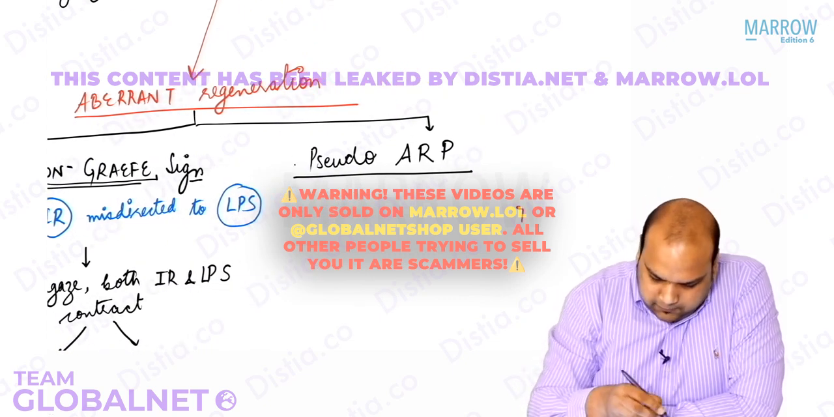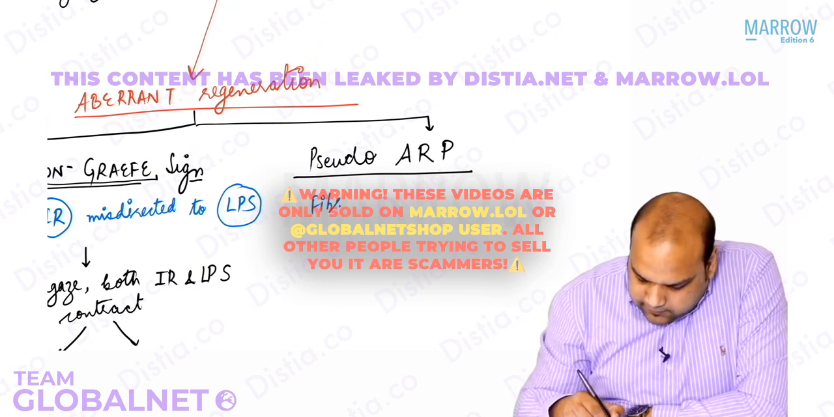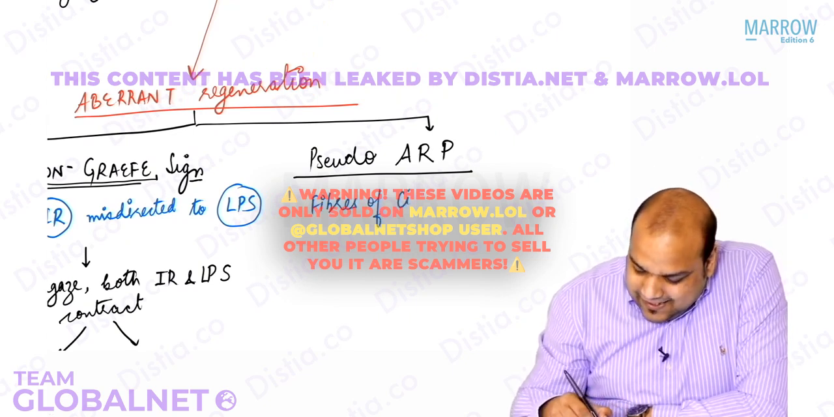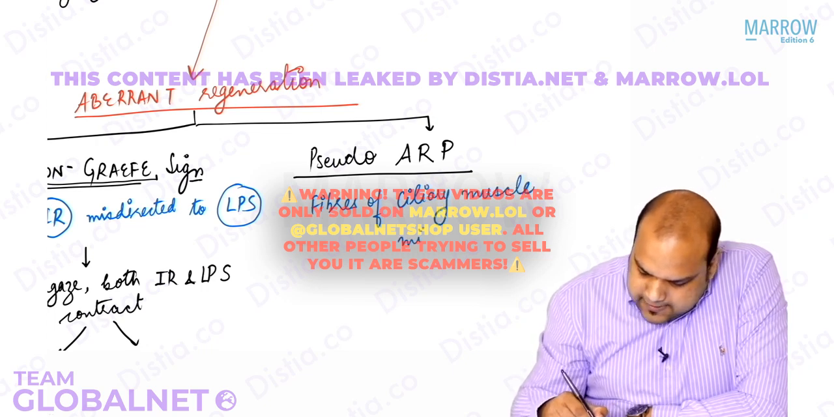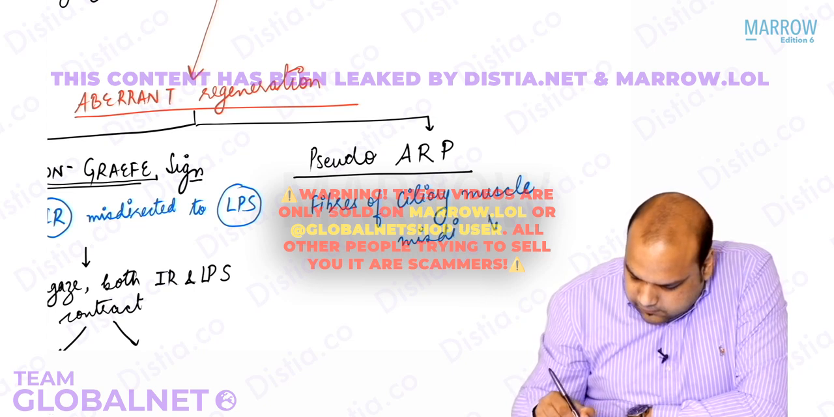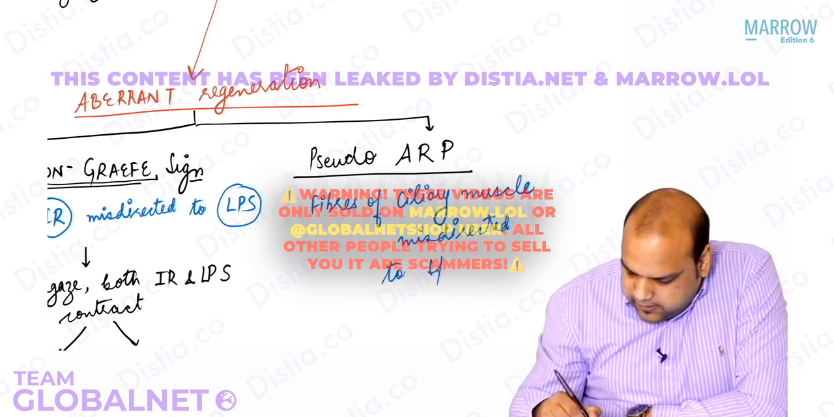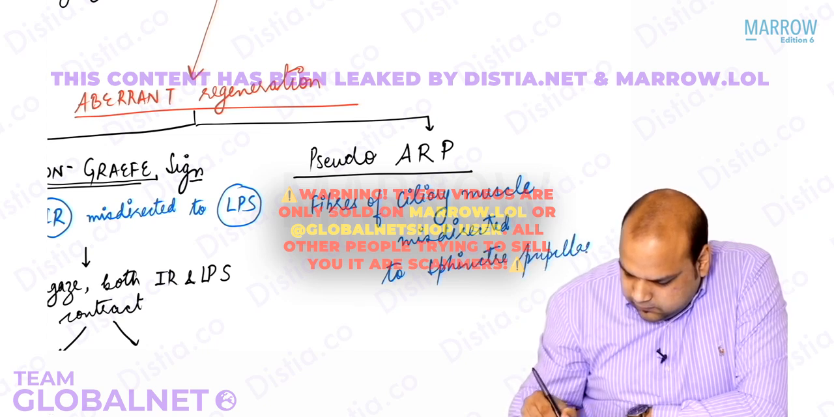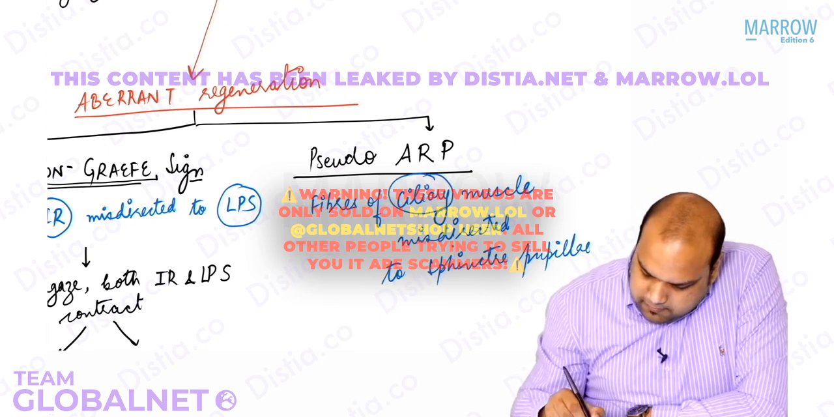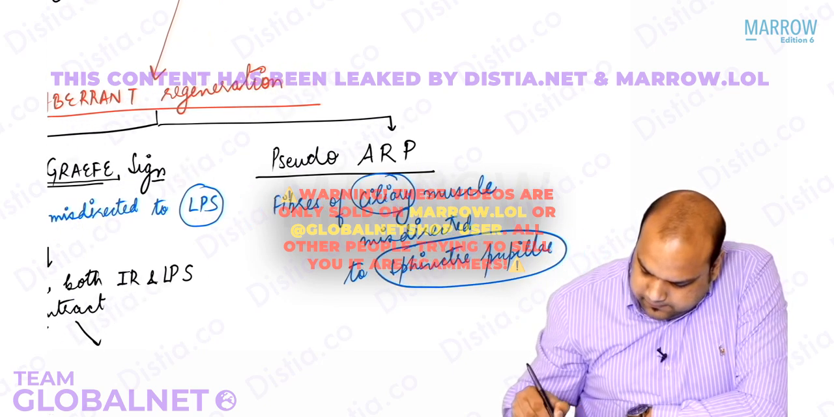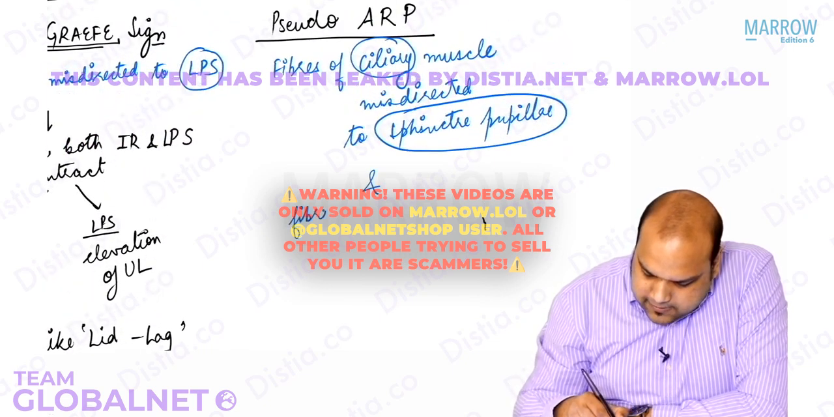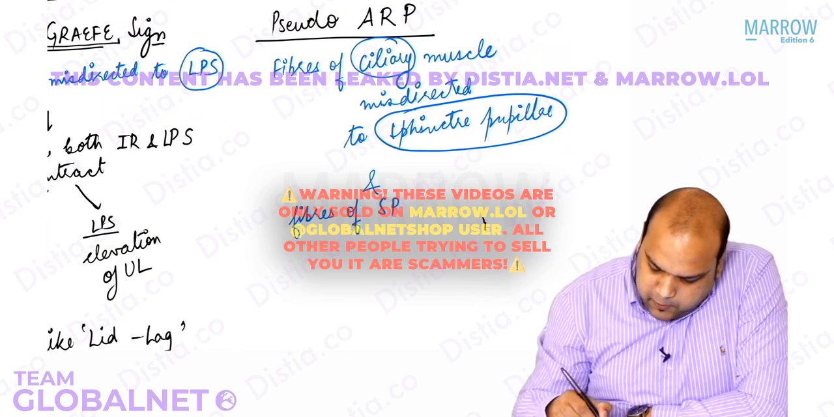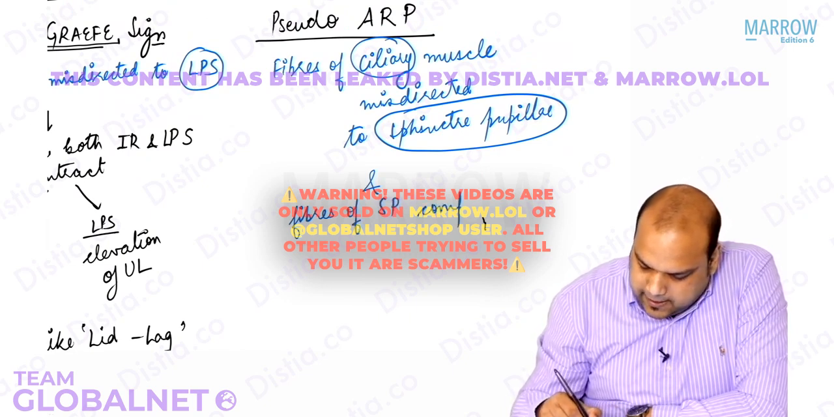Done? Now, let's move on to the second aberrant regeneration manifestation, that is pseudo-Argyll-Robertson pupil, pseudo-ARP. Pseudo-ARP occurs due to fibers of the ciliary muscle misdirected to the sphincter pupillae, and fibers of the sphincter pupillae completely damaged.